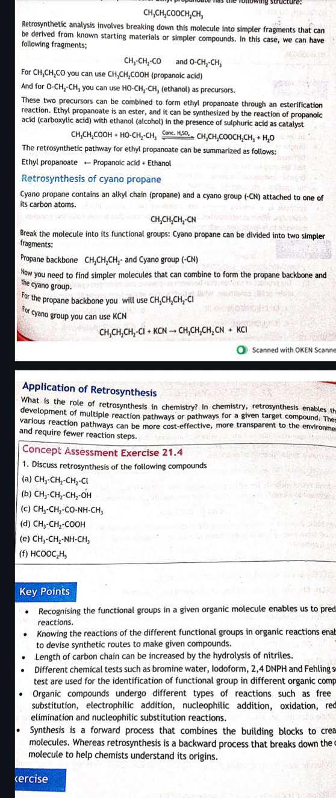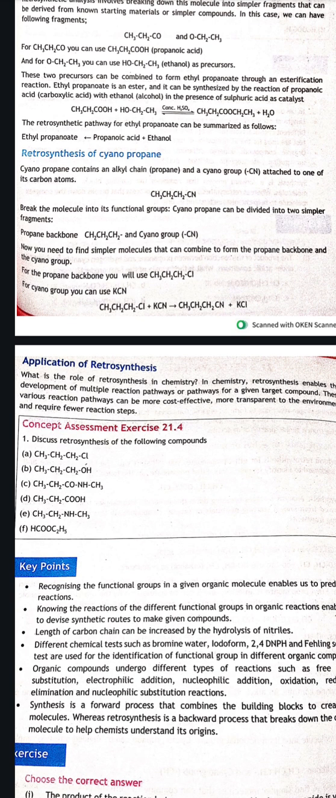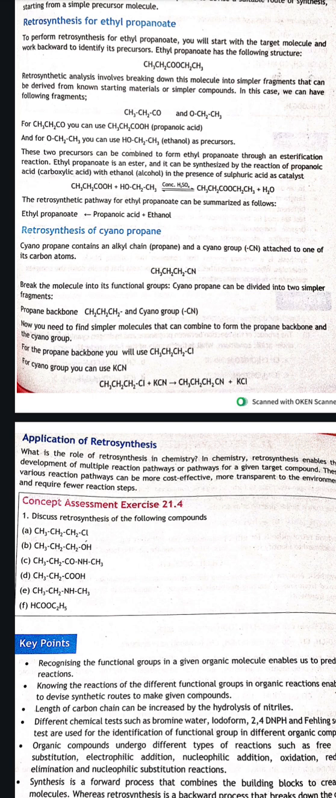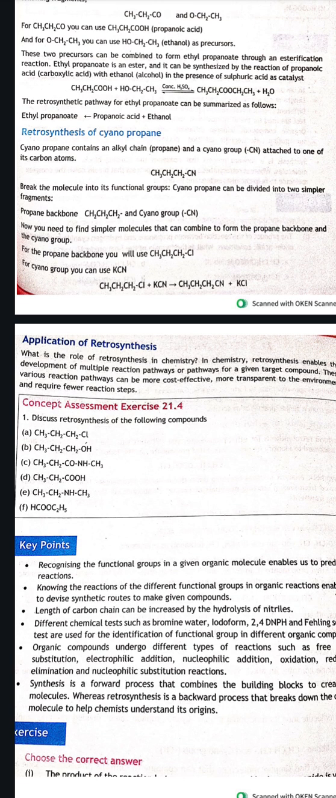Ethyl propanoate is an ester. It can be synthesized by the reaction of propanoic acid and ethanol, which is a reaction between carboxylic acid and alcohol in the presence of sulfuric acid as a catalyst. When these two precursors combine, we will get an ester, which is ethyl propanoate. The retrosynthetic pathway for ethyl propanoate can be summarized as follows: ethanol plus propanoic acid gives us ethyl propanoate.